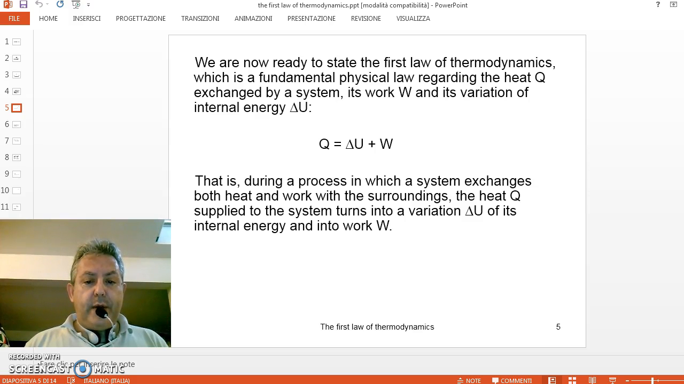Let's try to understand the meaning of this formula. During a process in which a system exchanges both heat and work with the surroundings, the heat Q supplied to the system turns into a variation delta U of its internal energy and also into work W.